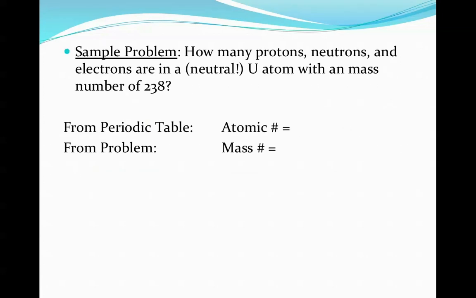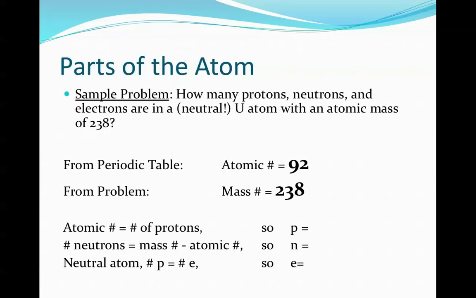So how many protons, neutrons, and electrons are in a neutral uranium atom with a mass number of 238? From the periodic table, we can use the fact that we have a uranium atom to get an atomic number of 92, and from the problem, it gives us the mass number of 238. So we can use these two numbers to determine the protons, neutrons, and electrons.